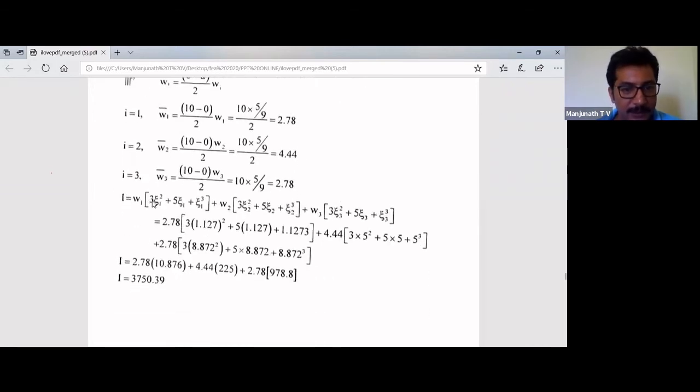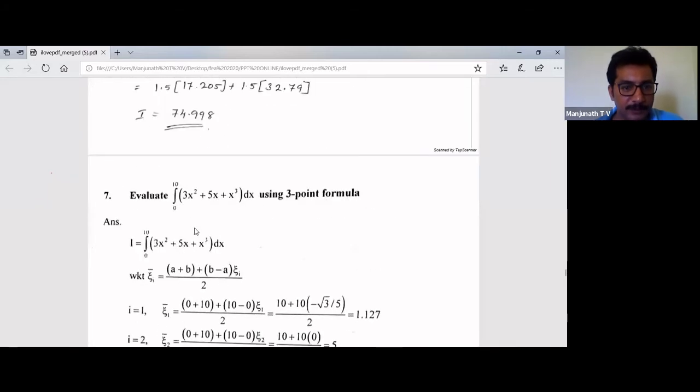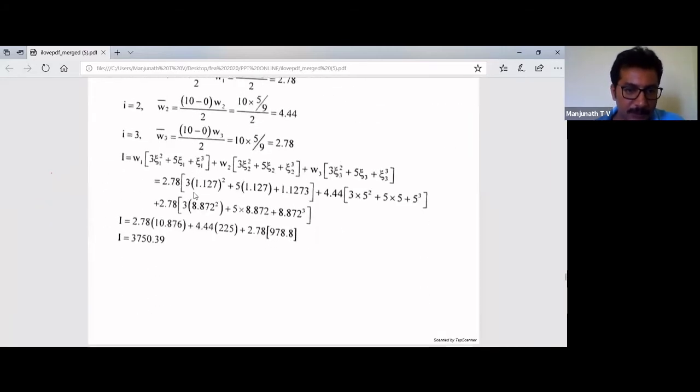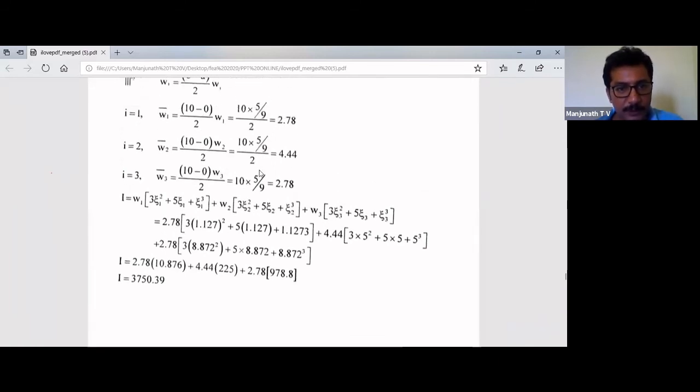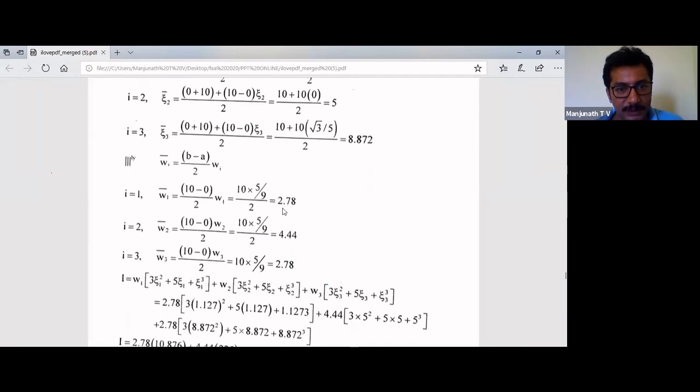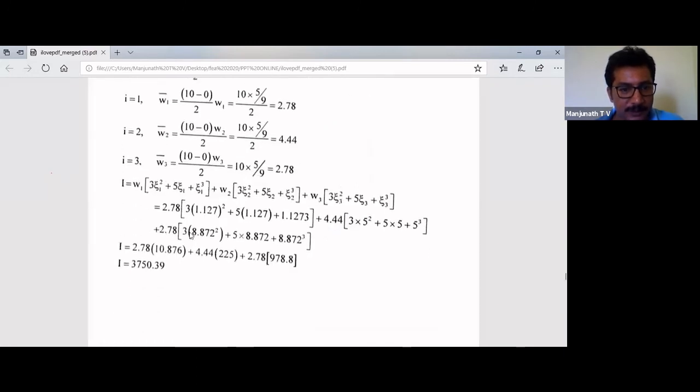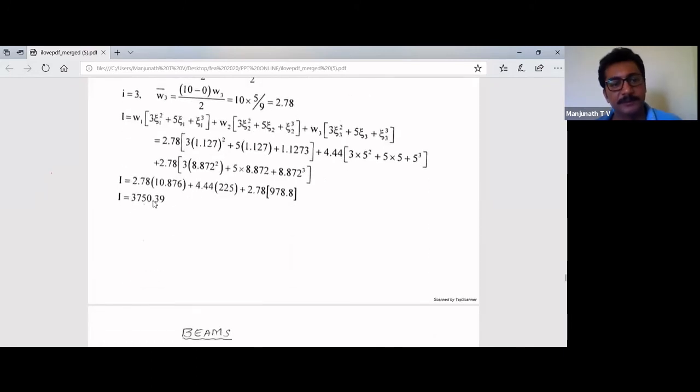Then, since there are 3 sampling points, we have to write W1, W2, W3, and similarly f of zeta 1, f of zeta 2, f of zeta 3. The function is already given in the problem. Consider that, then substitute all the values: what you have calculated as zeta 1, zeta 2, zeta 3 and W1, W2, W3. Then we are going to get the I value as 3750.3.